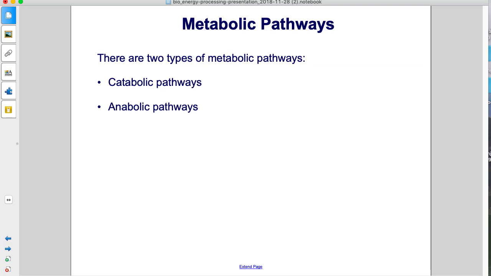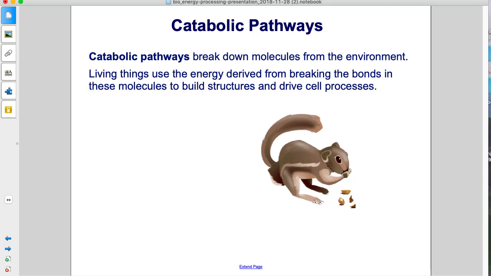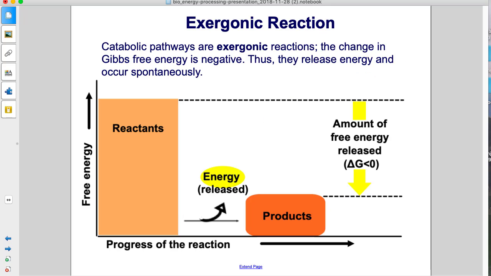There are two types of metabolic pathways: catabolic pathways and anabolic pathways. Catabolic pathways break down molecules from the environment. Living things use the energy derived from breaking the bonds in these molecules to build structures and drive cell processes. Catabolic pathways are exergonic reactions. The change in Gibbs free energy is negative. Thus, they release energy and occur spontaneously.